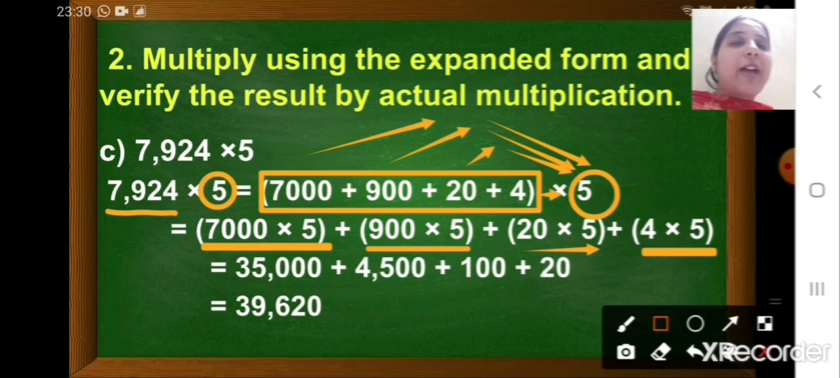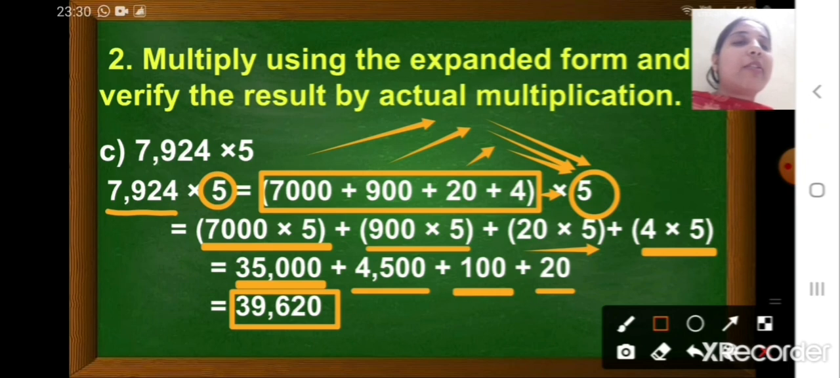7,000 multiplied by 5 gives 35,000. 900 multiplied by 5 gives 4,500. Then 20 5s are 100 here and 4 5s are 20. Now we'll add all of these to get the answer. So what answer will we get here? 39,620. 39,620. Now let's verify it by actual multiplication.